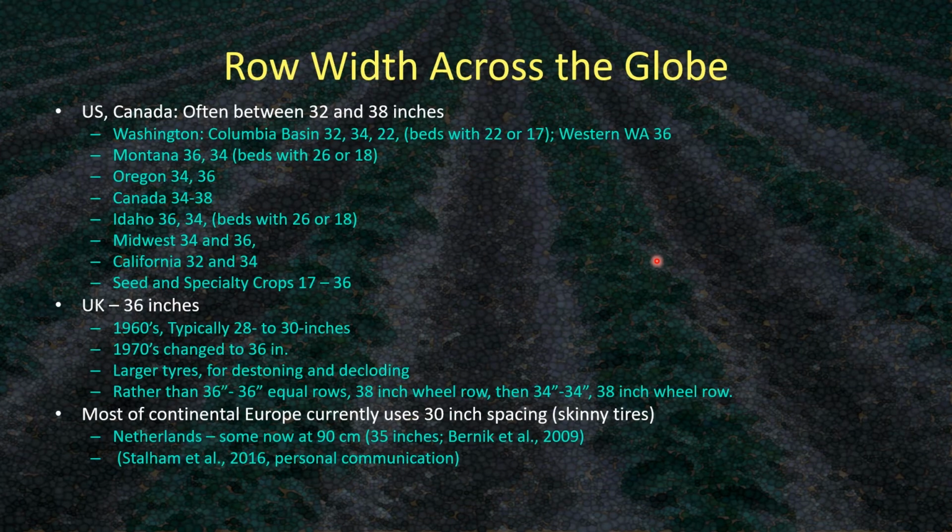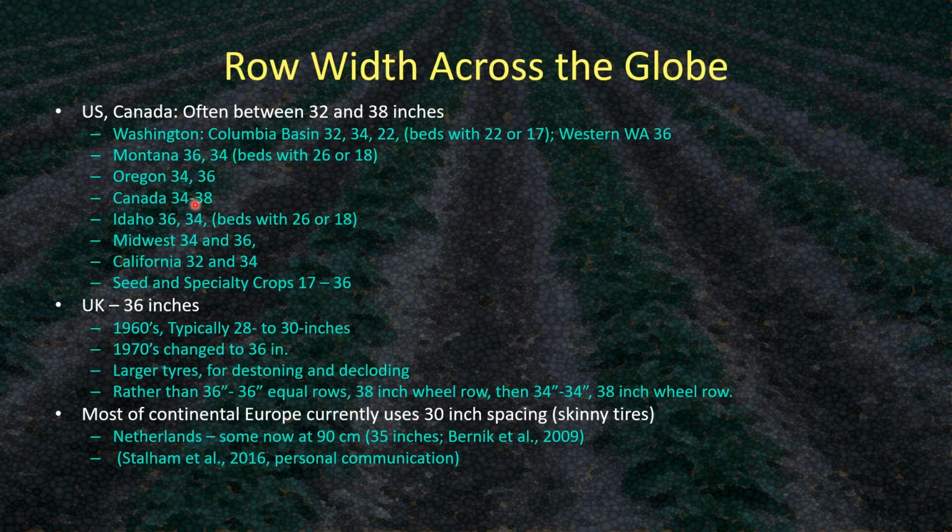So if we look at row width across the globe, it varies. Within Washington State, we're at 32 and 34, although we've always been at 34 until I started doing the research. Some growers have now moved to 32. We do 22s or 17-inch beds or rows for little potatoes. Western Washington, they're on 36. Across the rest of the Northwest, it's usually 34 or 36-inch rows.